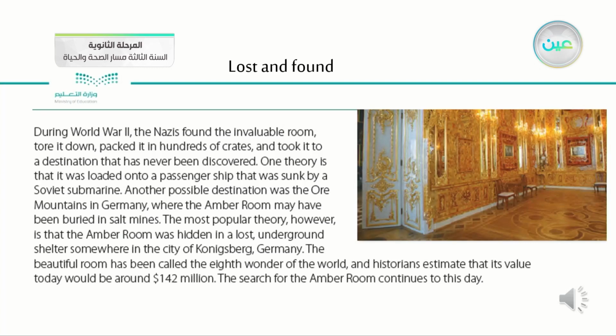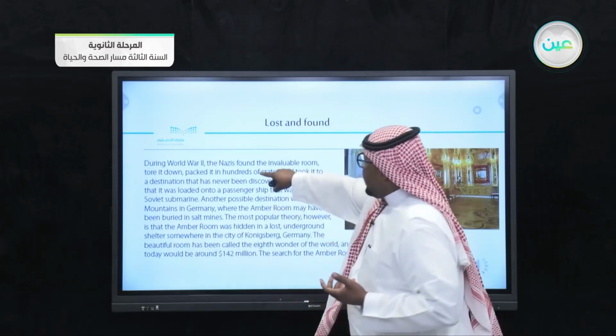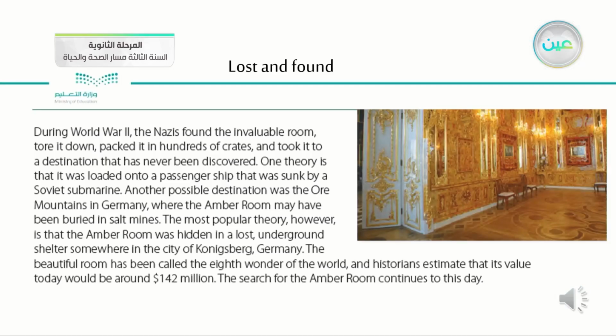Okay, guys, for now we'll discuss some of the completion of the Amber Room. And of course here, we can say that during the Second World War, the Nazis found the invaluable room, and of course they packed it in hundreds of crates and took it to a destination which has never been discovered. One theory, so this is one of the theories that actually tells us where the Amber Room is now, is that it was loaded onto a passenger ship that was sunk by a Soviet submarine. Another possible destination was the Ore Mountains in Germany, where the Amber Room may have been buried in salt mines.